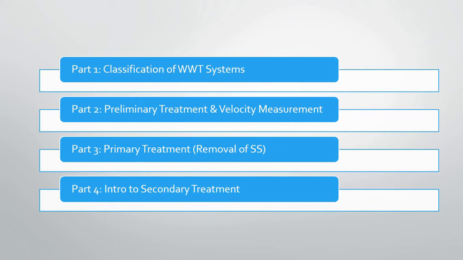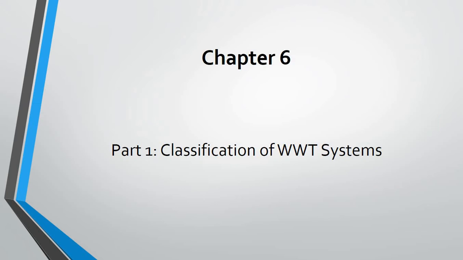Part 1 will be talking about the classification of wastewater treatment systems, and part 2 will be about the preliminary treatment stage, in addition to some information about velocity measurement. Part 3 will be basically about primary treatment, targeting removal of suspended solids. And finally, in part 4, we will have only a brief introduction about secondary treatment.